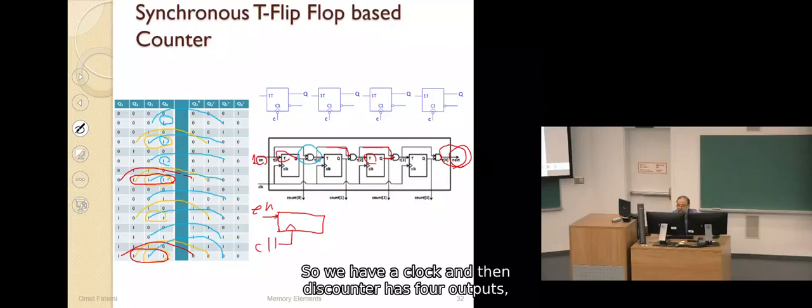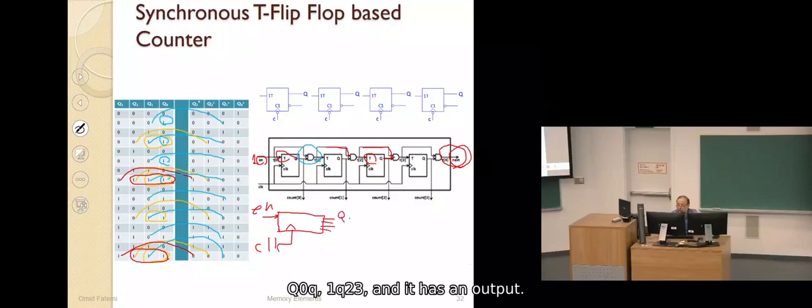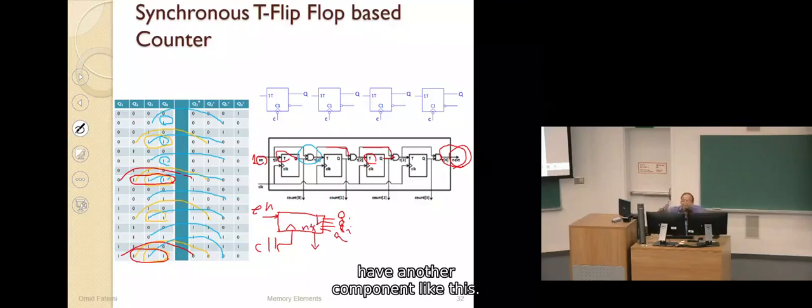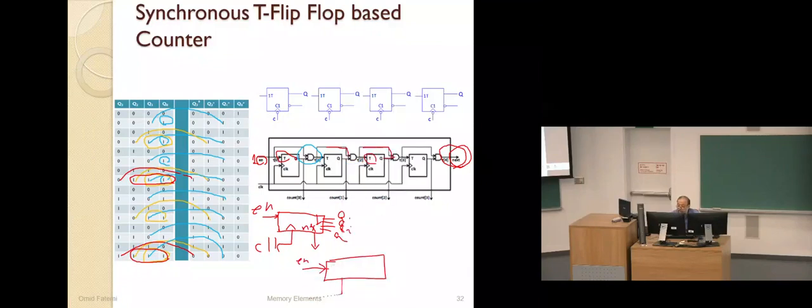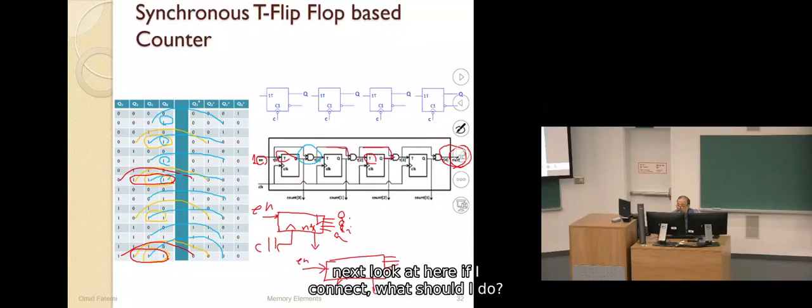So we have a clock. And then this counter has 4 outputs, Q0, Q1, Q2, Q3. And it has an output, we call it next, or we can call it carry out. Carry out or next. If we have another component like this, I would put another component exactly the same. It has enable. It has clock. And it has 4 outputs. And it has next.